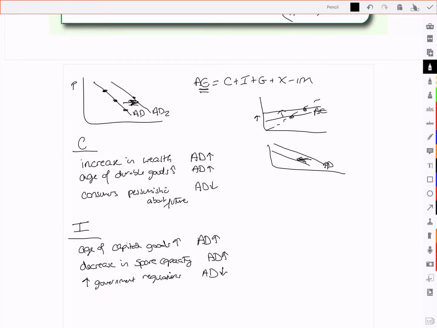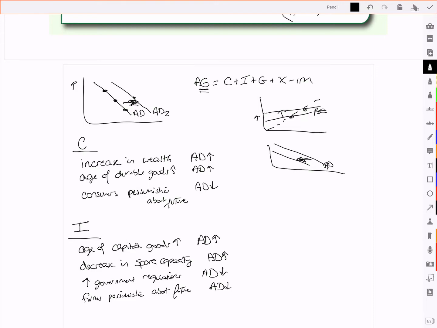All right, what else do we have that changes autonomous investment spending? What if businesses are pessimistic about the future? So if businesses think the economy's not doing well, they're not going to expand, they're not going to increase their number of capital goods, so aggregate demand will decrease.